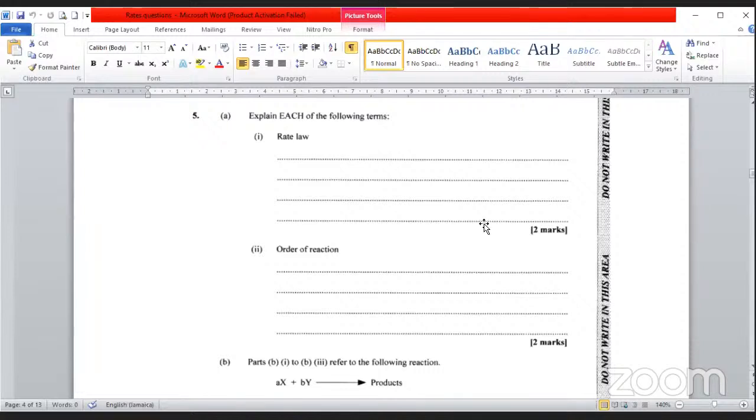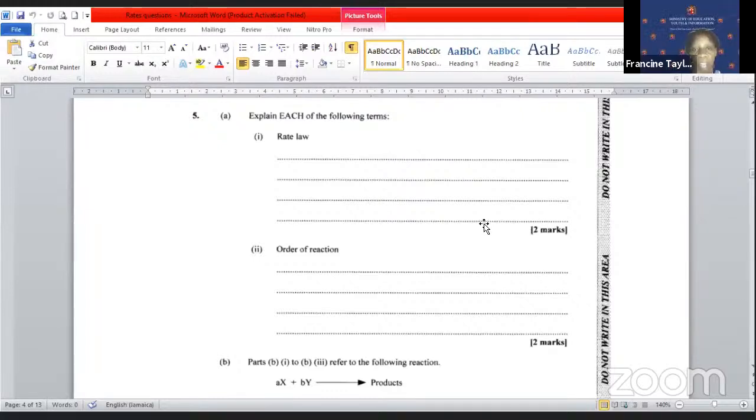Rate law. Yes, Crystal. Miss, is the rate law the relationship that exists between the concentration of reactants and the rate of reaction? Is it that? All right. Anybody else? I'll soon tell you if that is it. Anybody else? I have something similar in the chat, relationship between the concentration of reactants and the rate of reaction.